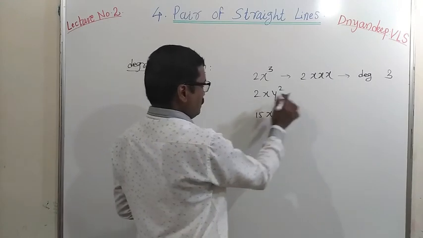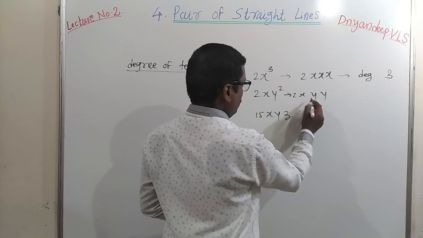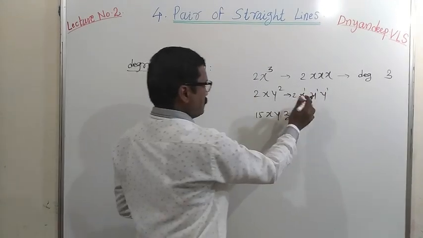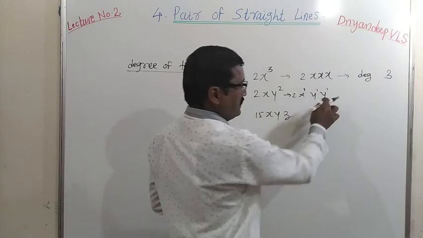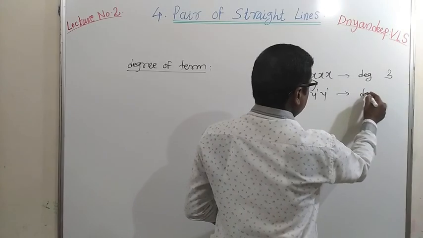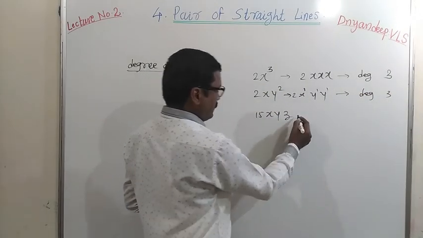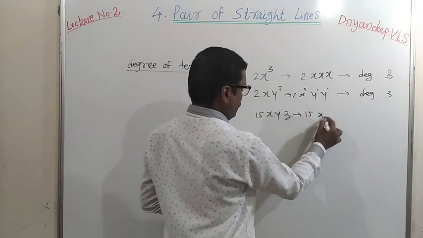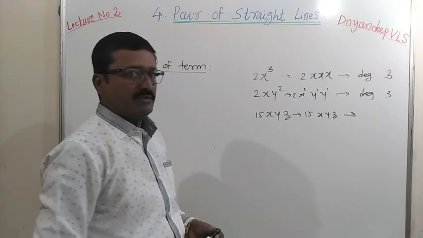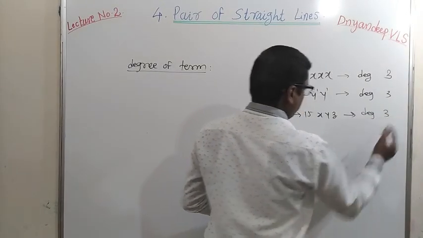In this case, x occurs 1 time, y occurs 2 times. So the total variables, 3 times variables are occurring there. So the degree is 3. In this case also, x, y, z, different variables are here. Each variable occurs once, but a total of 3 variables are there. So the degree of this term is also 3.